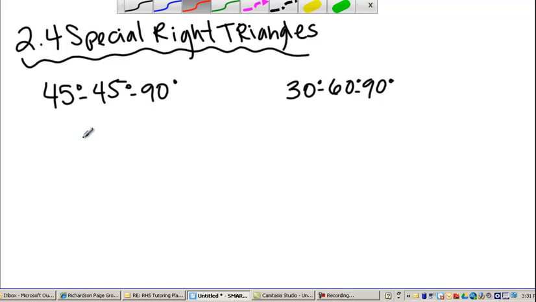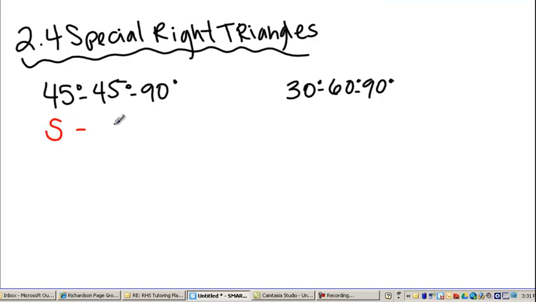So, the rules for 45, 45, 90 triangles are, you'll see it both ways. You'll see people write side, side, side square root of 2. This is how I taught it in pre-AP geometry. And then I want to draw a picture too. How about that?